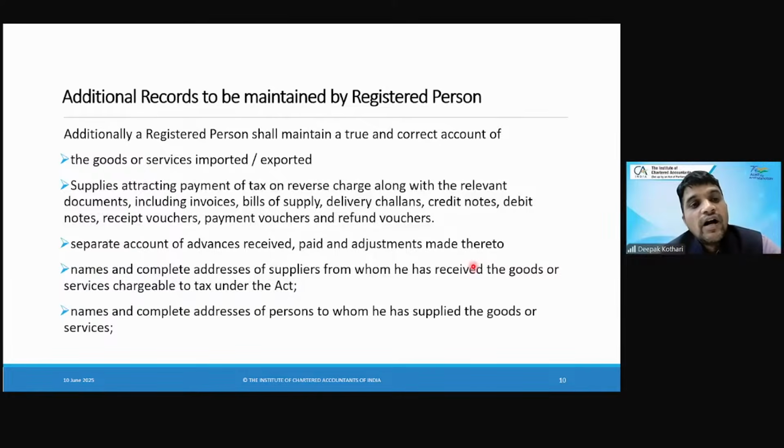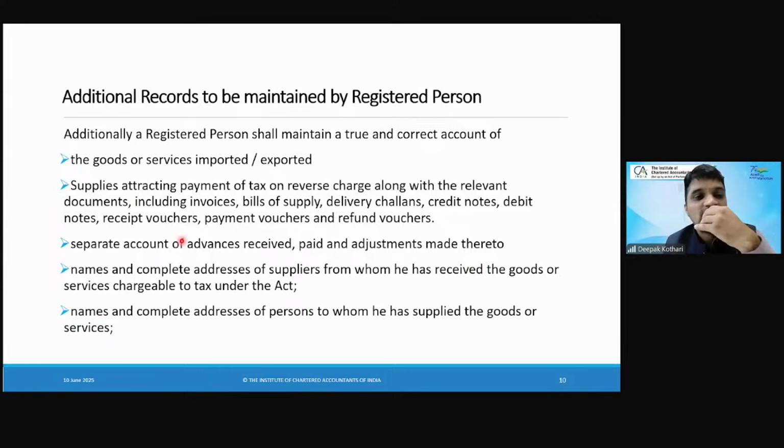ठीक है. नाउ एडिशनल रिकॉर्ड्स टू बी मेंटेन्ड, इसके अलावा जो हमने लिस्ट दी है ये एडिशनल रिकॉर्ड्स मेंटेन करने पड़ेंगे. सो द लॉ सेज दैट अपार्ट फ्रॉम द बेसिक यू हैव टू मेंटेन the following additional record, which is the goods or services which is imported or exported. Okay, whatever goods you import or export, that also you have to maintain, because on import we claim ITC and on exports we get the zero rated benefit. So you have to maintain a detailed account of the goods and services you are importing and the goods and services you are exporting.